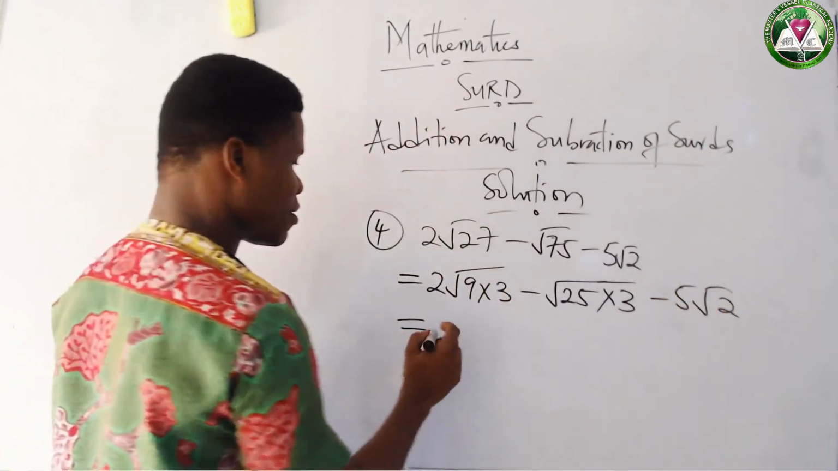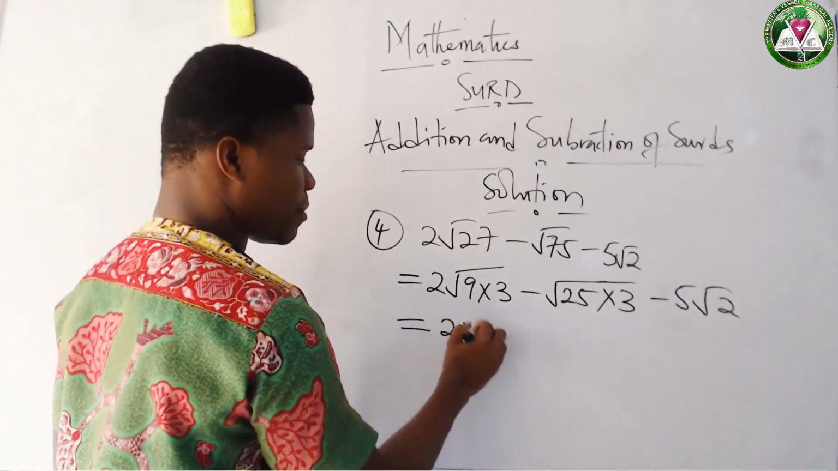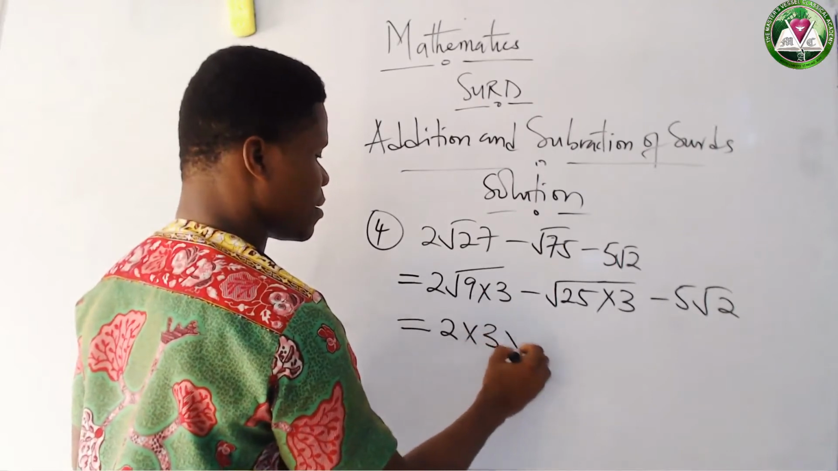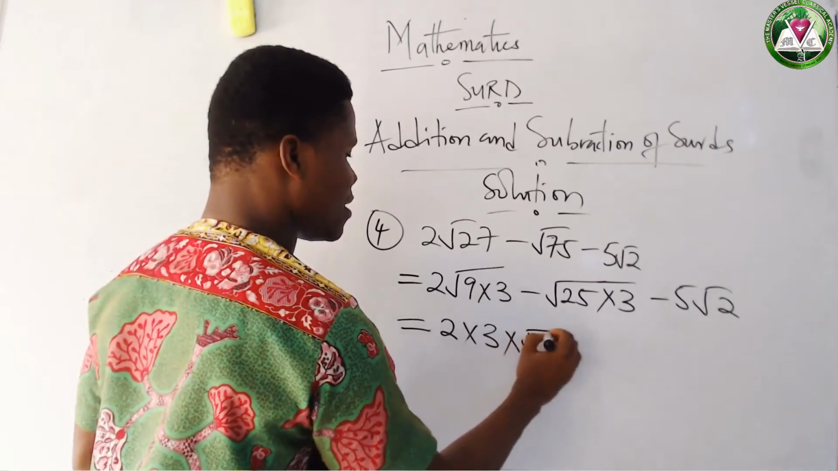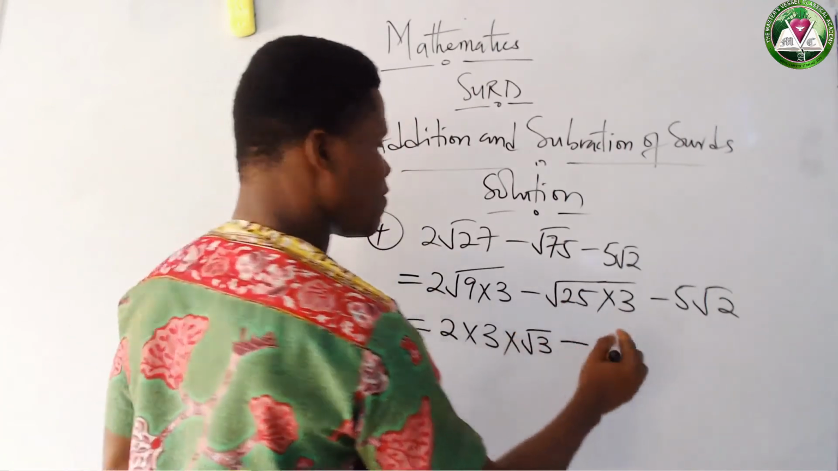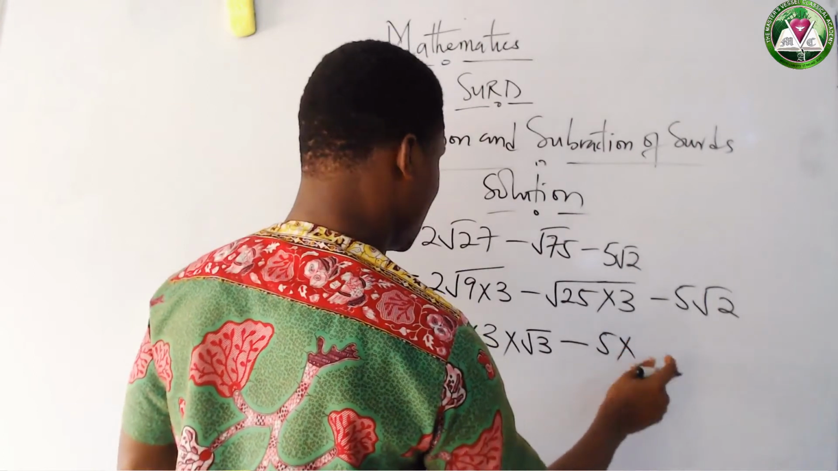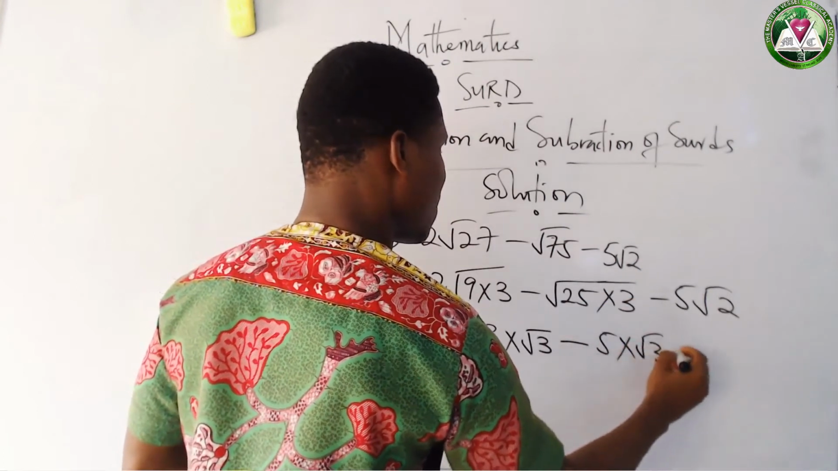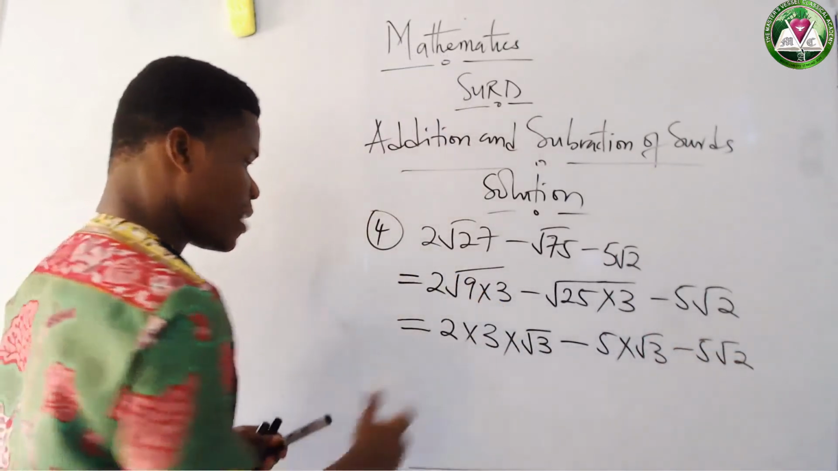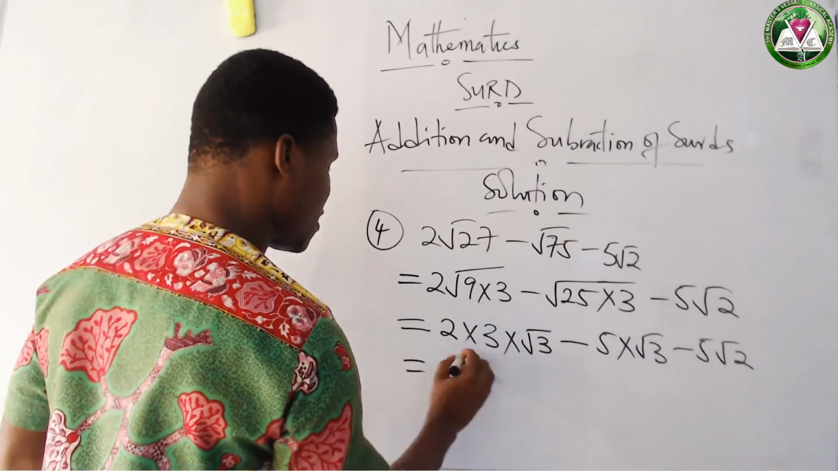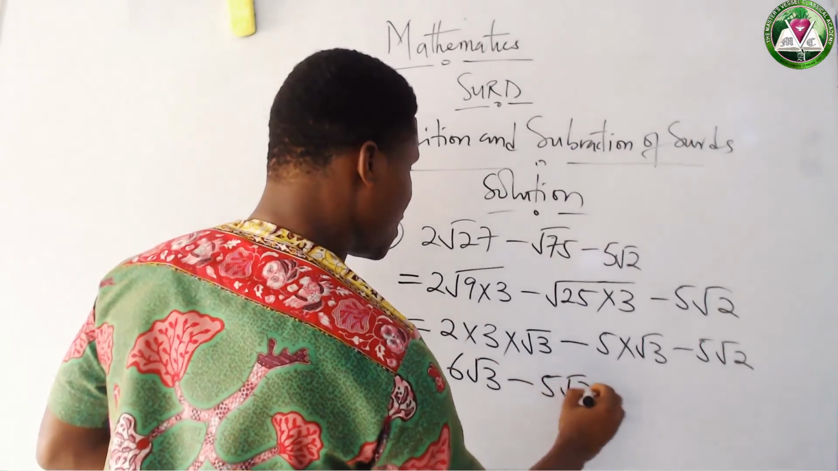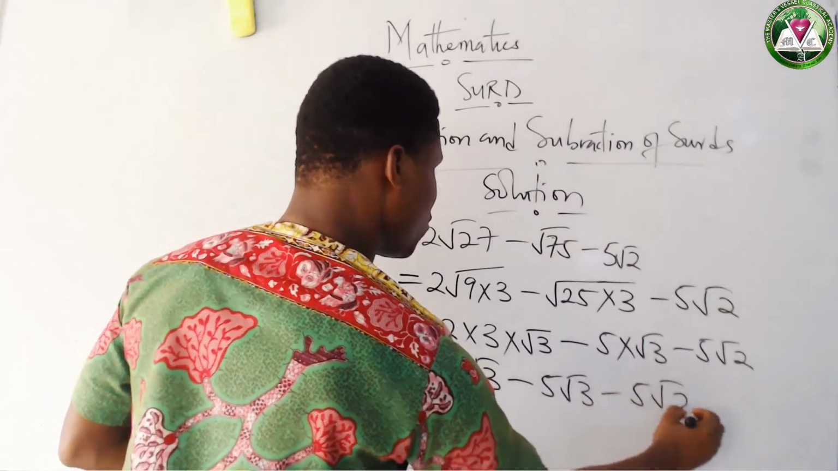This will give us 2 times square root of 9. Square root of 9 is 3. There's no square root for 3, so I'll leave it like this. Minus square root of 25 is 5 times square root of 3, minus 5 root 2. Going ahead, we have 2 times 3, 6 root 3, minus 5 root 3, minus 5 root 2.